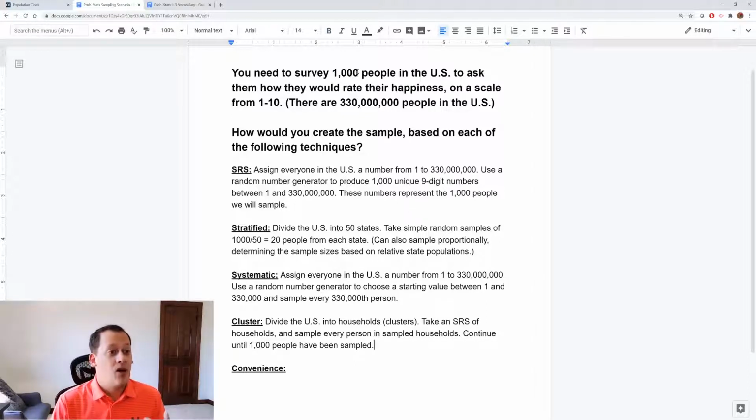If we wanted to sample 1 million people, we could easily take cities, as long as we didn't get something like New York City or LA. But if our sample size is so small compared to a massive population, those clusters are going to have to be really small, or else you're going to be sampling almost everyone from the same cluster, and you don't want to be doing that.